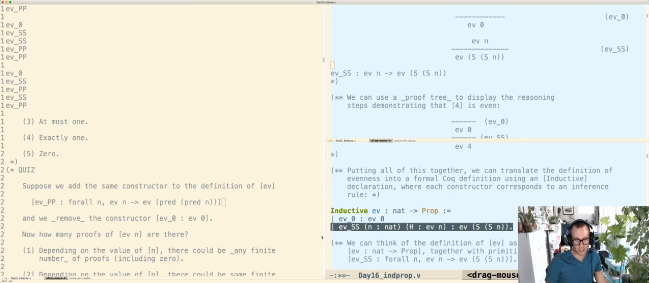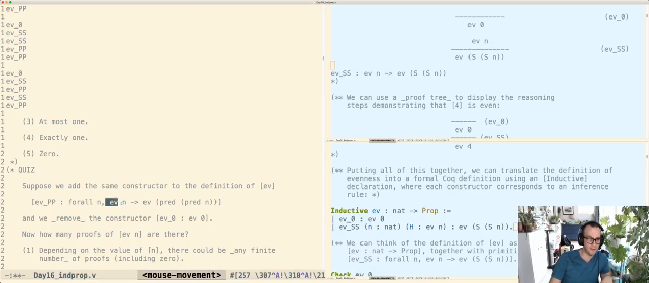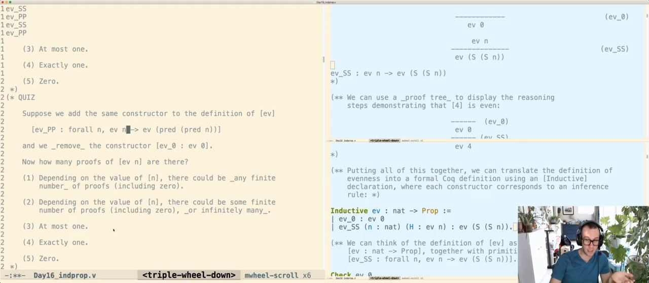So the problem there is that both EVSS and EVPP require you to have proved EVN before it gives you a proof, which means there's nowhere to start. There's no ground to stand on. It's like defining nats but not having 0. Sure, you've got the successor operation around, but what are you going to use it on? So the answer here, in this scenario where we only have EVPP and EVSS, is 0.